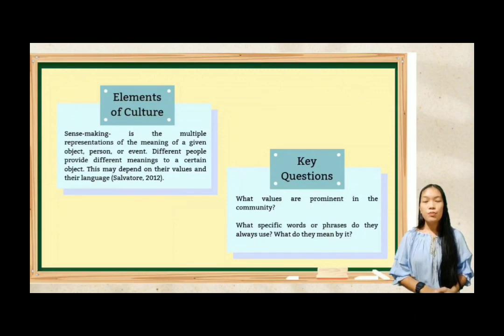Sense-making is the multiple representations of the meaning of a given object, person, or event. Different people provide different meanings to a certain object. This may depend on their values and their language. To assess the sense-making in a certain community, here are some of the key questions. What values are prominent in the community? What specific words or phrases do they always use? What do they mean by it?